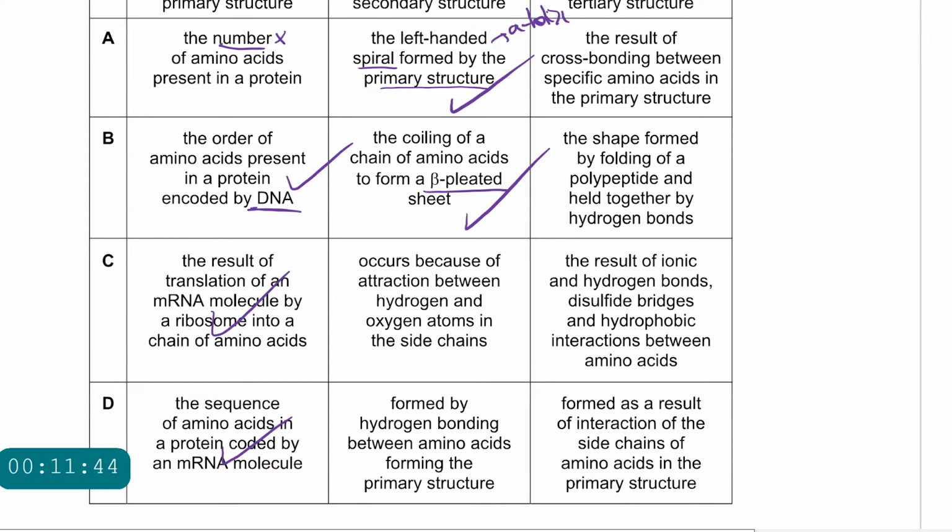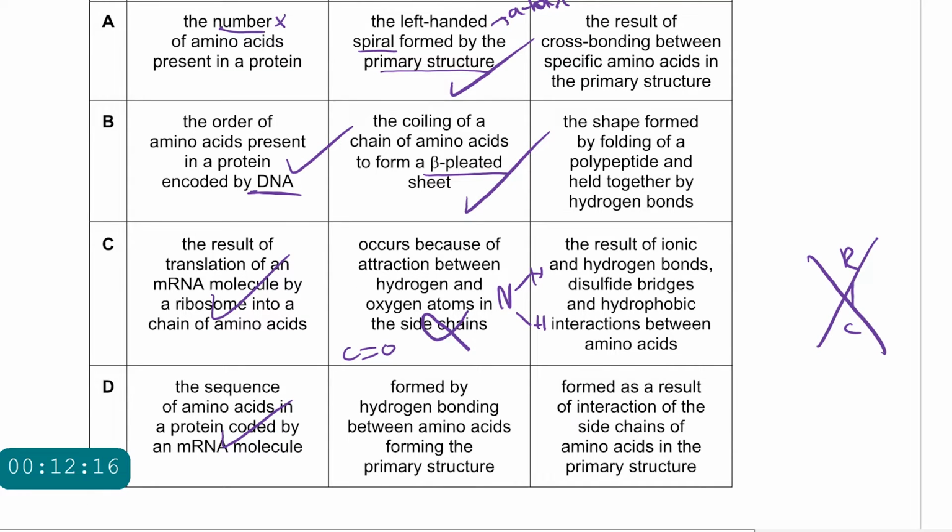C, occurs because of attraction between hydrogen and oxygen atoms in side chains. Obviously, this is incorrect because secondary structure occurs because of the attraction between hydrogen atoms in the amine group of the amino acid itself, of the peptide bond, okay? And the oxygen atoms in the carboxylic acid group also in the peptide bond. So mentioning the side chain is definitely incorrect. D, formed by hydrogen bonding between amino acids forming the primary structure.